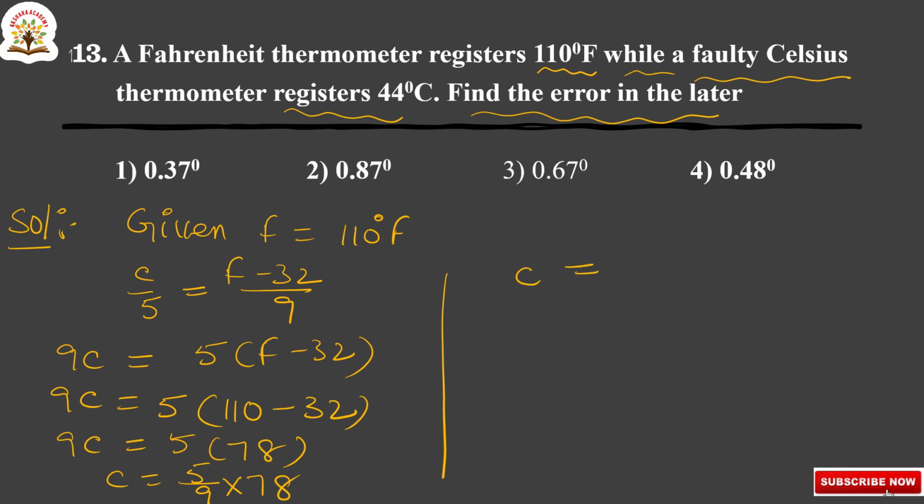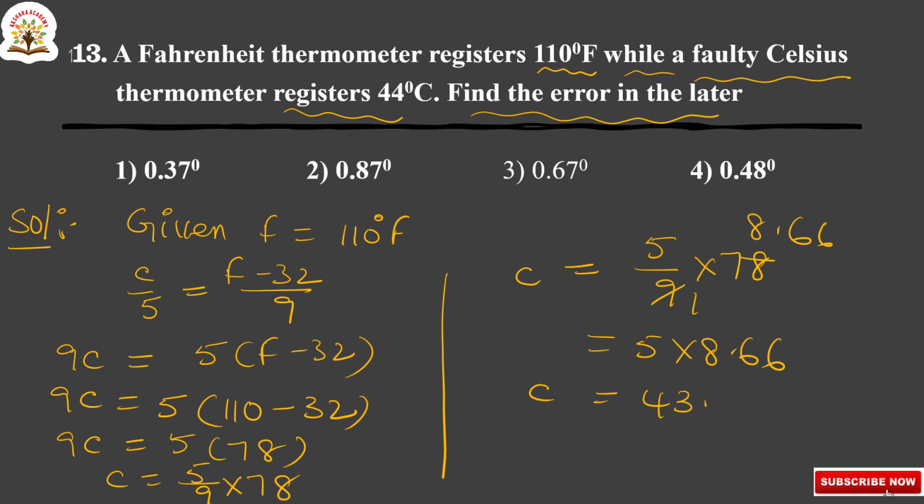C is equal to 5 by 9 into 78. 9 ones are 9, 9 8s are 72, 9 6s are 54, 8.66. That is equal to 5 into 8.66. So C is equal to, we are getting 43.3 degrees. Here they have given that the thermometer registers 44 degrees.